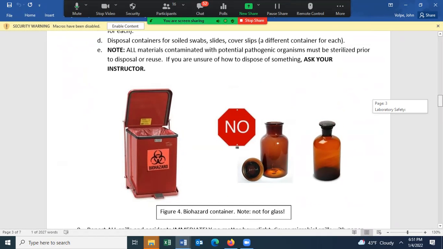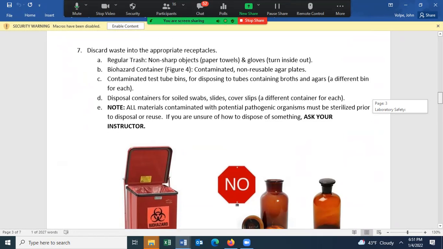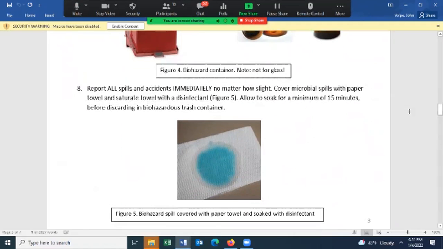If you have an accident and you break something that's glass and it's contaminated, you must first report the spill and accident immediately, and then cover it up with the disinfectant and put paper on top so the disinfectant is wicked through the culture, and then let it sit for about 15 minutes. That's for the disinfectant to kill the bacteria.